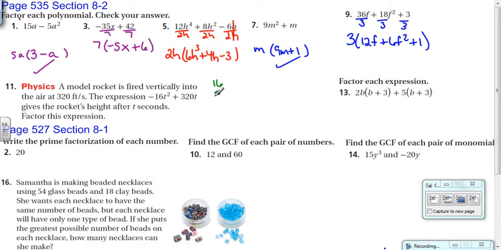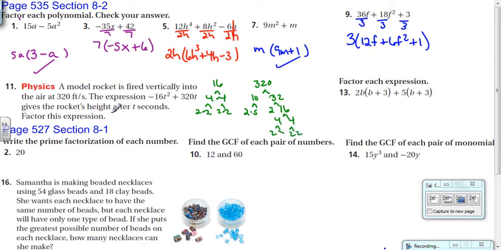So 16 is 4 times 4, which is 2 times 2, and 2 times 2. 320 ends in a 0, so I can do 10. So 10 times 32. 10 is 2 times 5. 32 is 2 times 16. 16 is 4 times 4. And then these are each 2's.